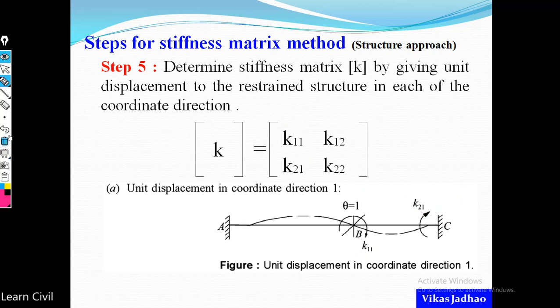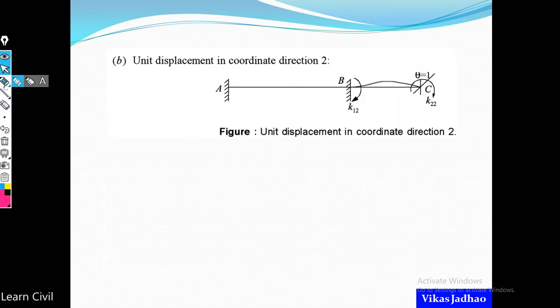Next we will apply unit rotation at coordinate number 2. You can see here we have applied unit rotation, that is theta C equal to 1 at joint C or coordinate number 2. This is our coordinate number 2, this is our coordinate number 1. So we have applied theta C equal to 1 for this particular beam, and then we can calculate the values of K12 and K22. We will discuss this briefly when we solve the numericals.